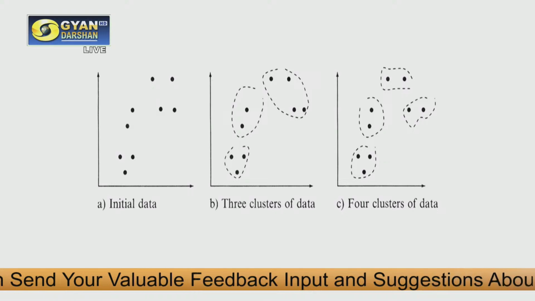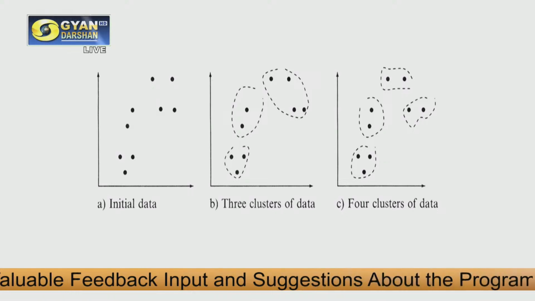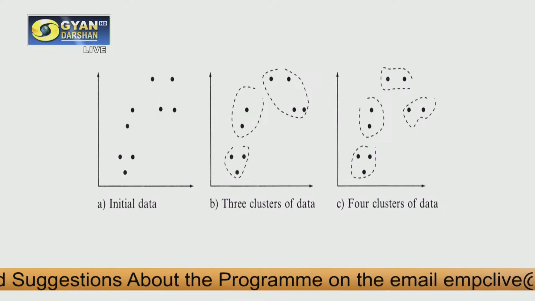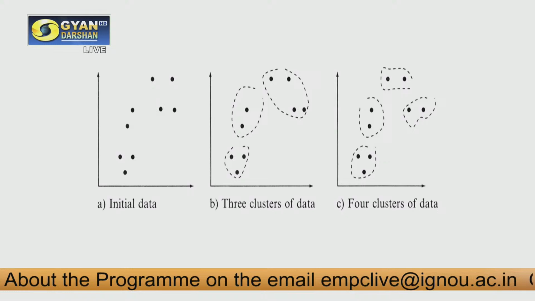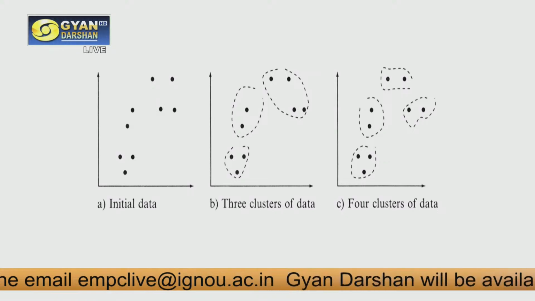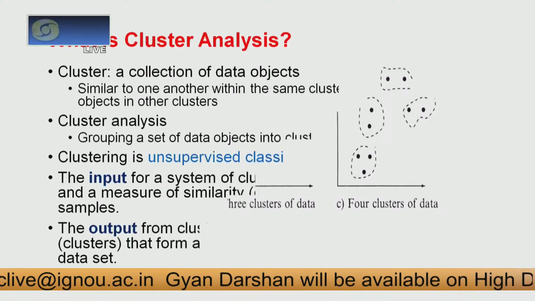For example, if the same user says no, I don't want three clusters, I want four clusters, now the same initial data set is grouped into four different clusters of data. That is what we have shown in figure C here.